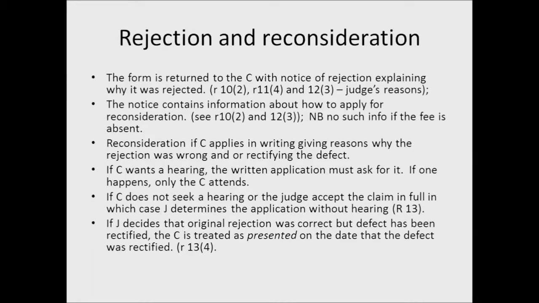If the claimant applies in writing, giving reasons why the rejection was wrong and/or rectifying the defect, then the tribunal can reconsider the rejection. If the claimant wants a hearing, the written application must ask for it, and if a hearing happens, only the claimant need attend. If the claimant doesn't seek a hearing, or the judge accepts that the claim should be accepted in full, then the judge determines the application without a hearing. That's Rule 13.